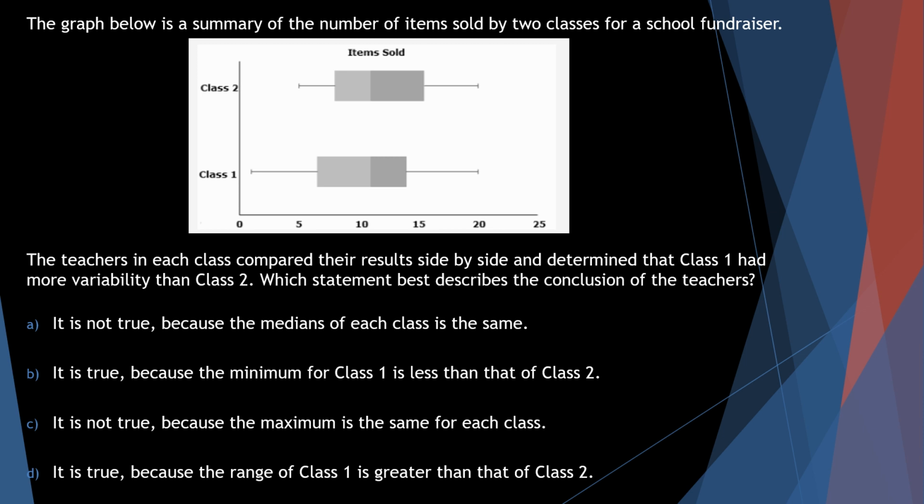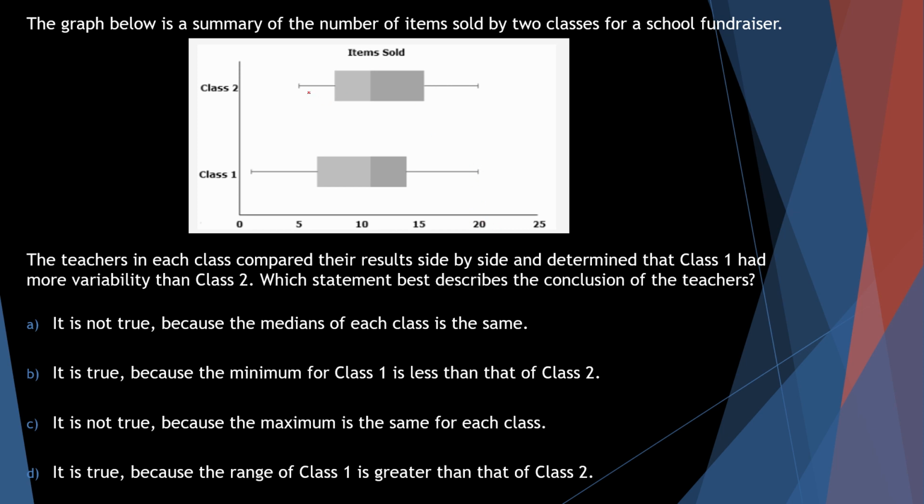So the graph below summarizes the number of items sold by two classes for a school fundraiser, and the teachers in each class compare the results side by side and determine that class 1 had more variability than class 2. We want to know which statement best describes the conclusion of the teachers. Okay, so the teachers say that the results are side by side and determine that class 1 has more variability than class 2.